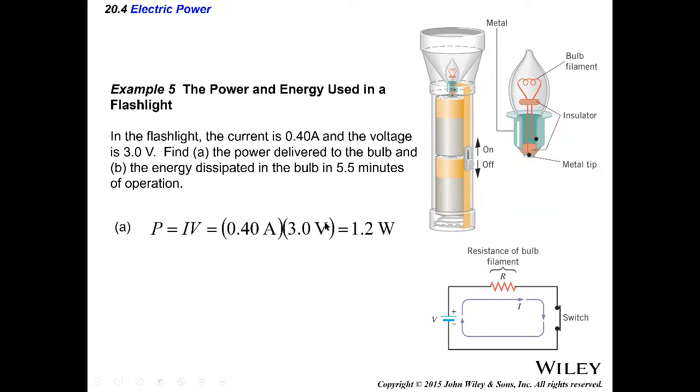Okay, so now, we already did that, didn't we? Or we haven't. If you have this flashlight and you are told that the current that flows is 0.4 amp and it is 3 volts, then immediately you say it's 1.2 watts. And you can now figure out how much energy has been dissipated in the bulb in 5.5 minutes. It is 400 joules. Well, these are just making use of the formulas.